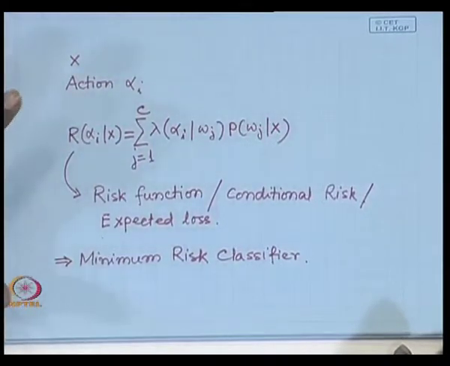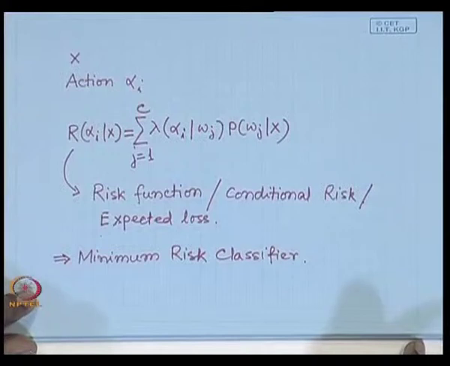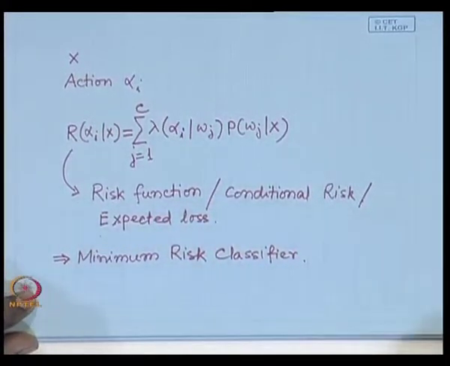So, in this generalized case, the kind of classifier that I will have is a minimum risk classifier. Later on we will see various derivatives of this minimum risk classifier. It is this minimum risk classifier which, under different conditions, leads to different kinds of classifiers which are actually in use. So, let us see a 2 category case.